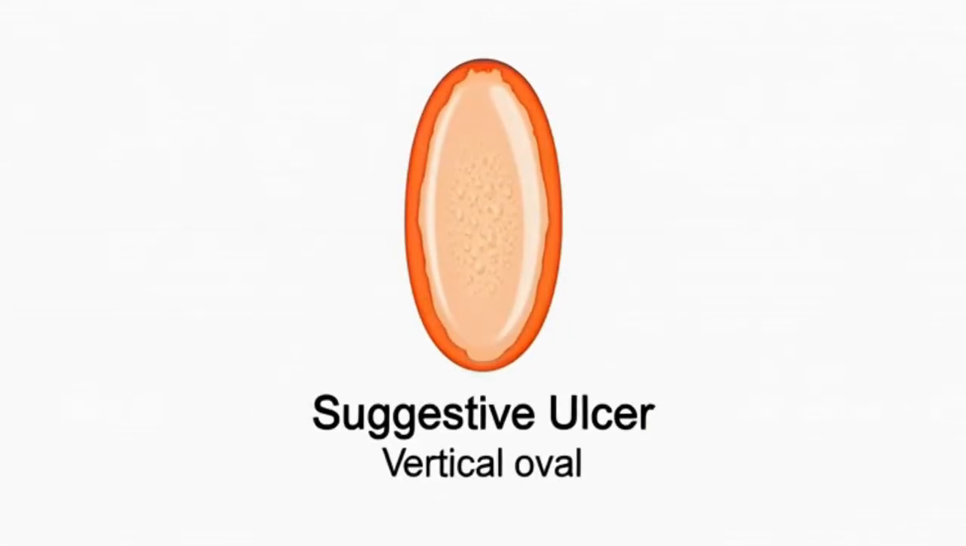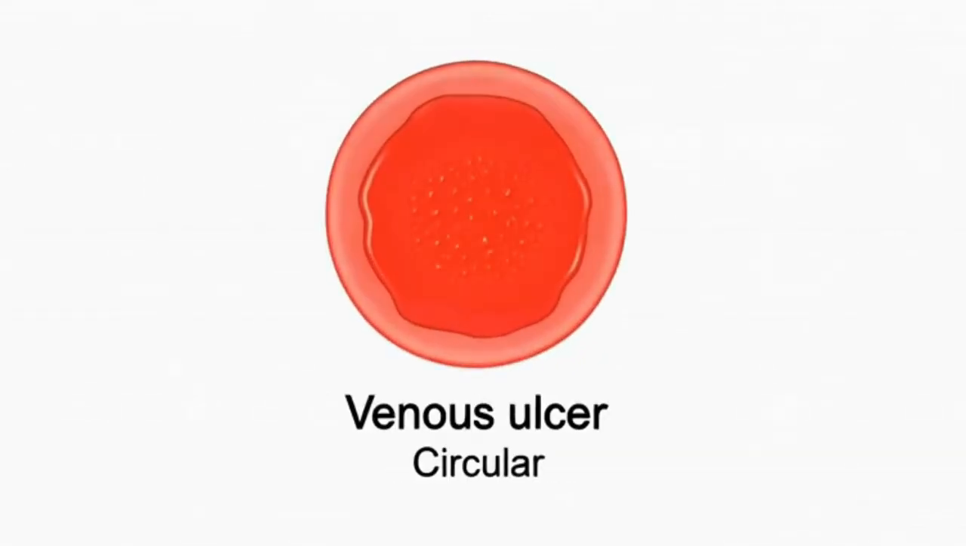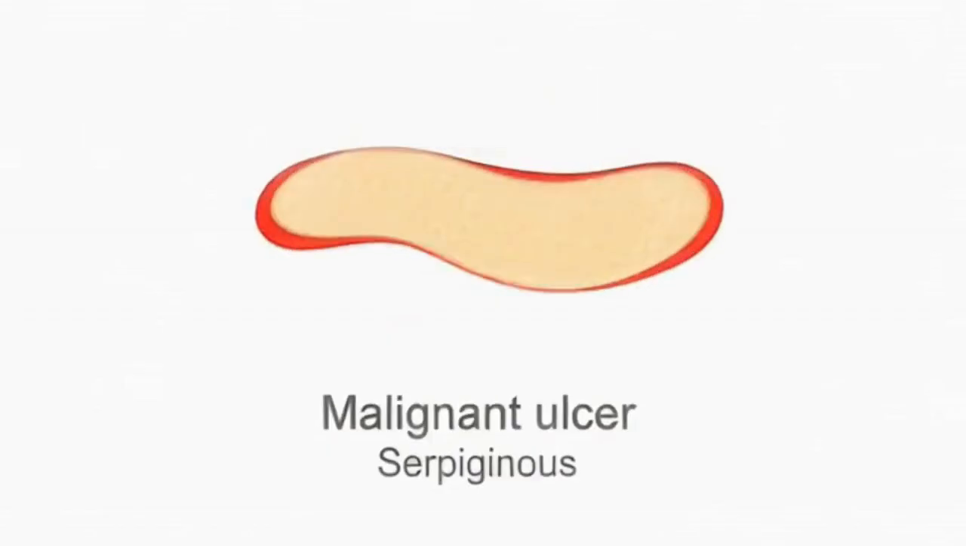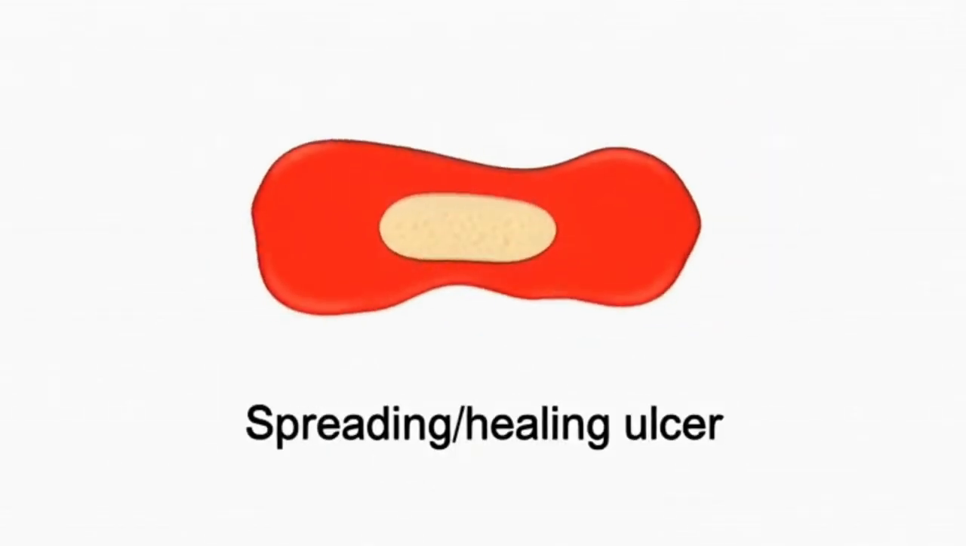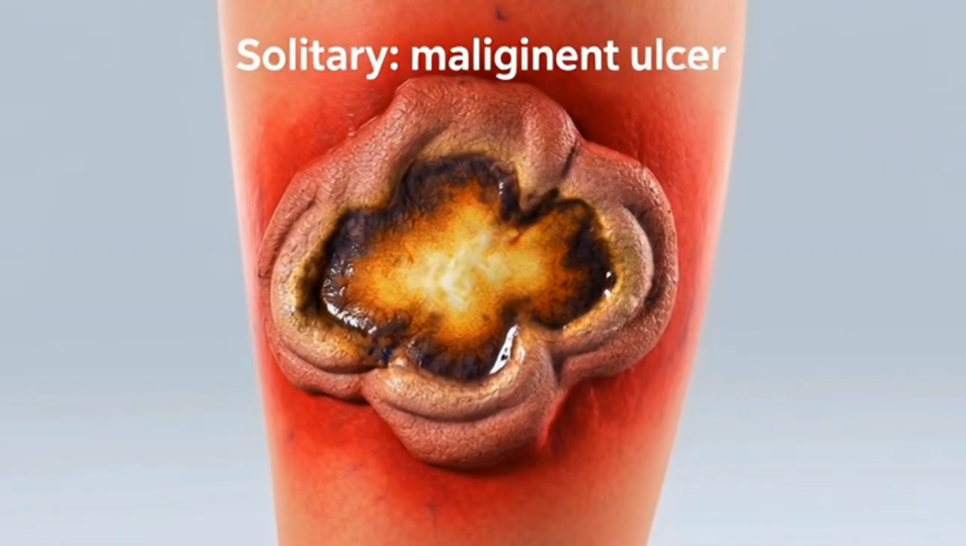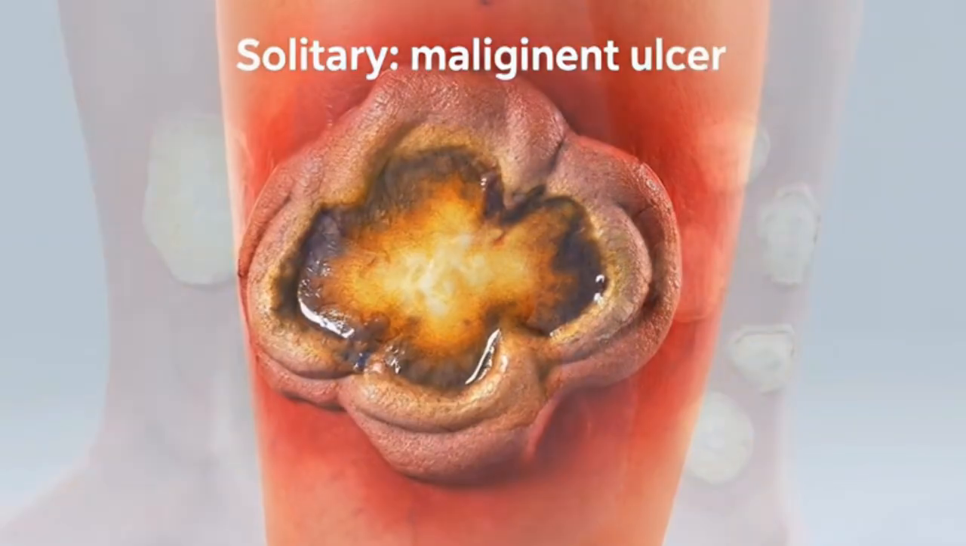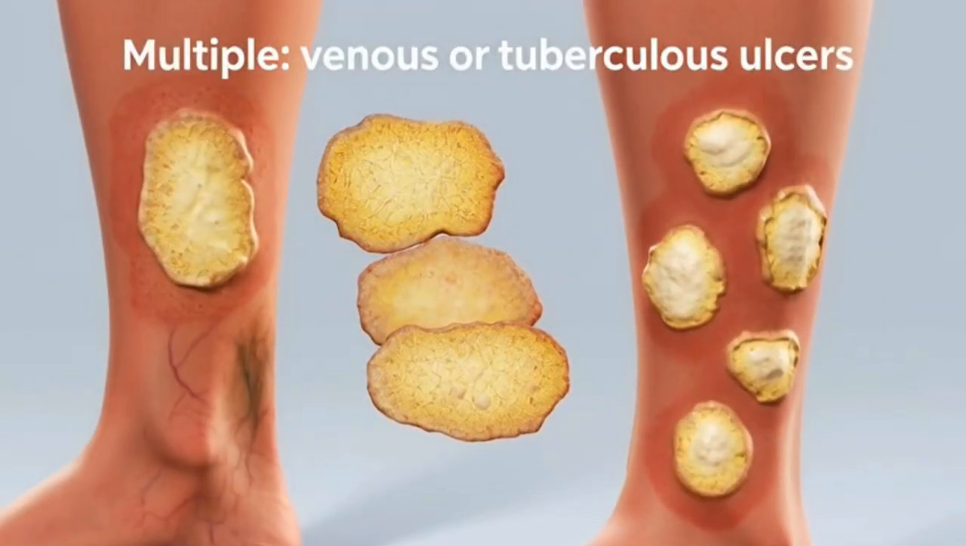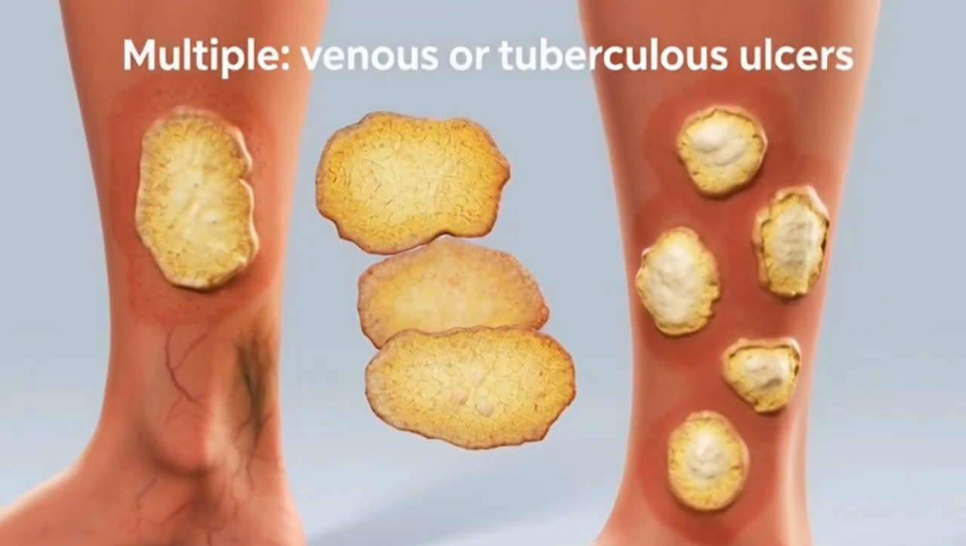Syphilitic ulcer, vertical oval. Venous ulcer, circular. Tuberculous ulcer, irregular. Malignant ulcer, serpiginous. Spreading or healing ulcer. A solitary, large ulcer with raised edges and central necrosis is characteristic of a malignant ulcer. In contrast, multiple ulcers are often venous or tuberculous in origin.